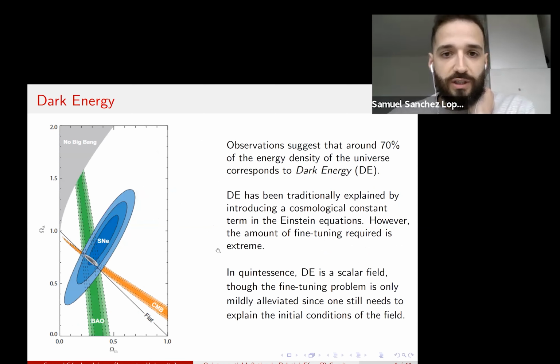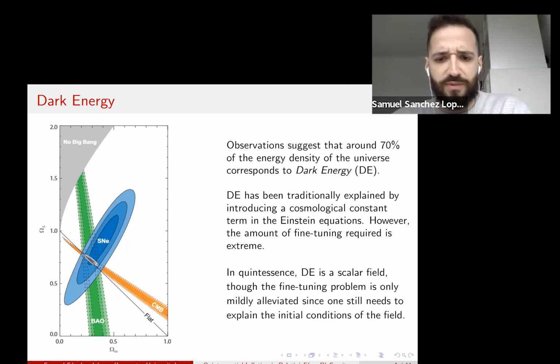And what about dark energy? In the recent past, it has been measured that about 70% of the universe is made up by this mysterious substance. We call it dark energy, but nobody really knows what it is. And it's making the universe accelerate again. Traditionally, it's explained by adding a cosmological constant to the Einstein equations, but as is well known, this requires an extreme amount of fine-tuning.